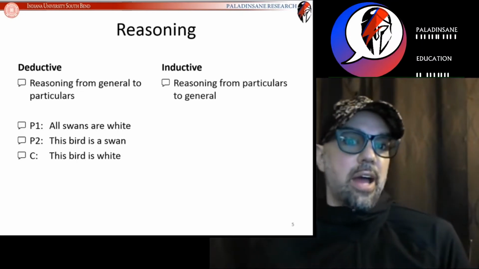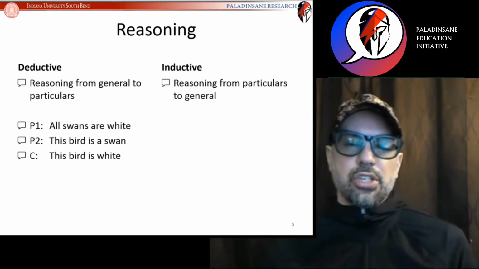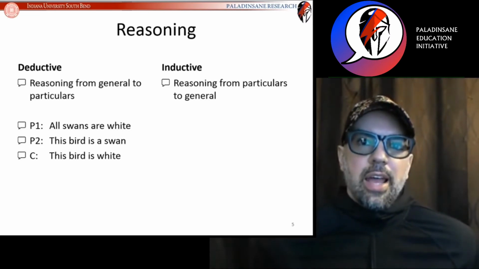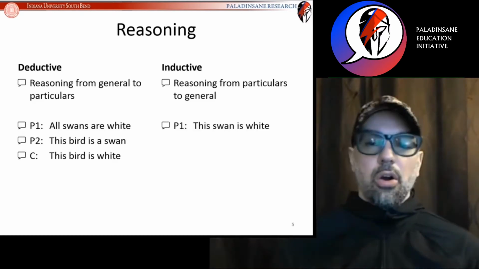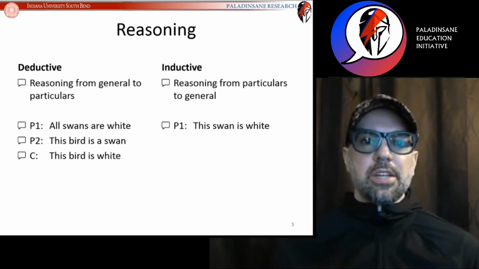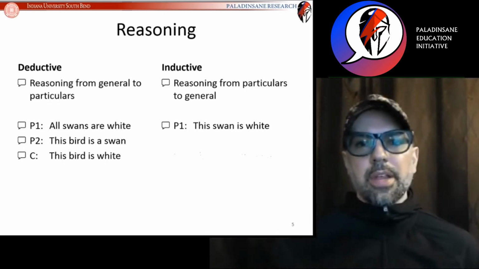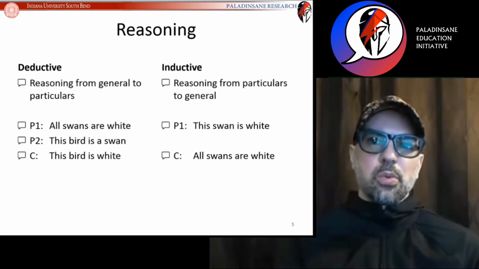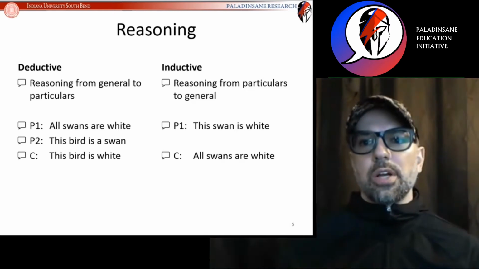Inductive reasoning is the other half, because inductive reasoning goes the opposite way. It reasons from a particular to a general statement. So if I was a biologist and nobody had ever seen swans before, and I came across a bird, and I go, oh my gosh, this is a bird, I'm going to call it a swan. And guess what? This first swan that I've ever seen is white. I might induce from that particular the general theory that all swans are white. Now, you'll notice that this is pretty weak because I found one swan that is white, and from that I extrapolated and induced the theory that all swans are white.